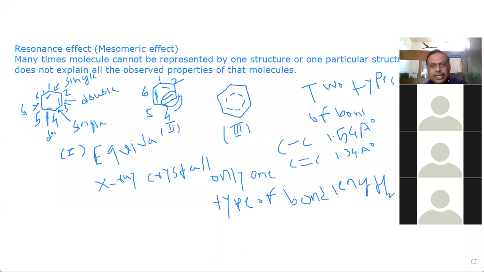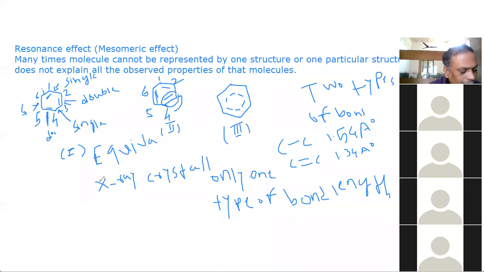Benzene contains two bonds: one is the carbon-carbon single bond and the other is the carbon-carbon double bond, 1.54 angstrom units and 1.34 angstrom units as expected. But in the X-ray crystallographic study of the benzene molecule, we observe only one bond length, and it is 1.39 angstrom units. That is, all carbon-carbon bond lengths in benzene are equal.